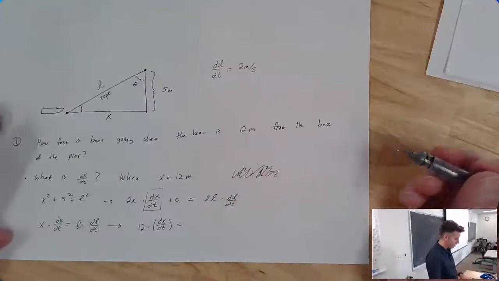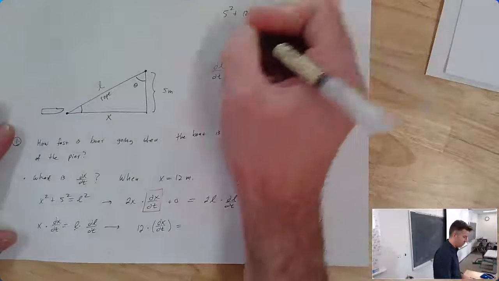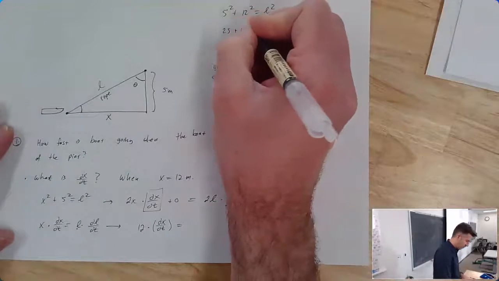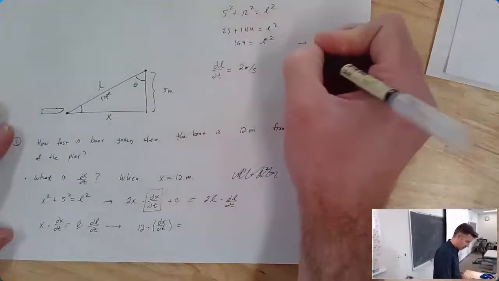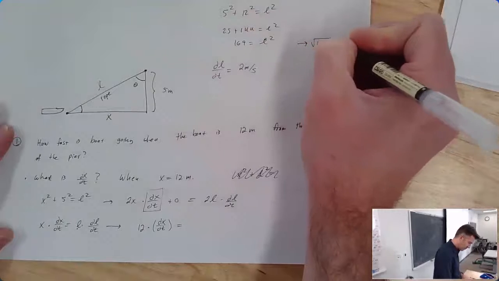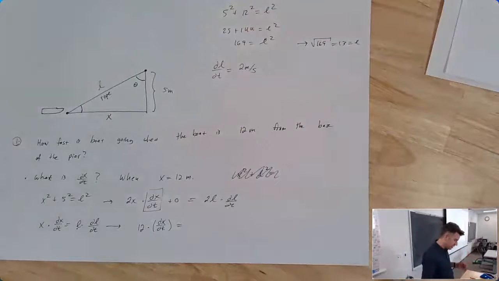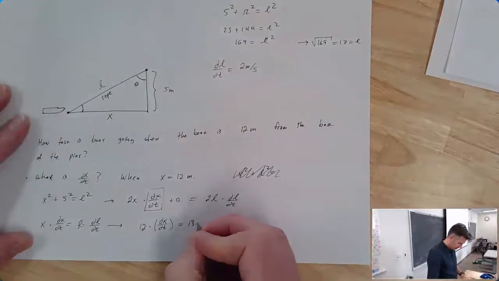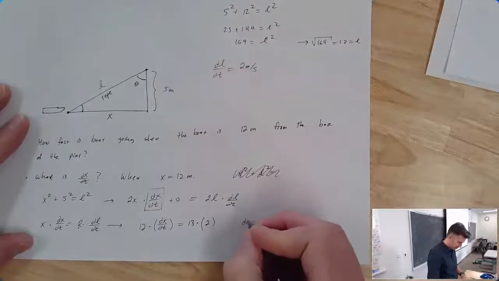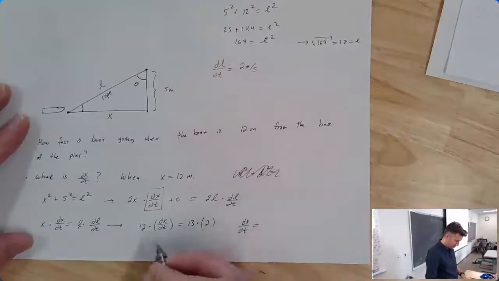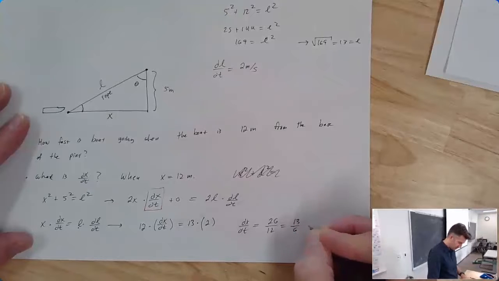You could either do the work and say 5 squared plus 12 squared equals L squared, and then 25 plus 144 equals L squared, and then 169 equals L squared. And so L is equal to the square root of 169, which is 13. Or you could just know that you have a 5, 12, 13 triangle. That's also a perfectly reasonable thing to say. Then that's going to be 13 times dL/dt, which we said was 2 meters per second. So then dx/dt is going to equal 13 times 2 divided by 12, which reduces to 13/6 meters per second.